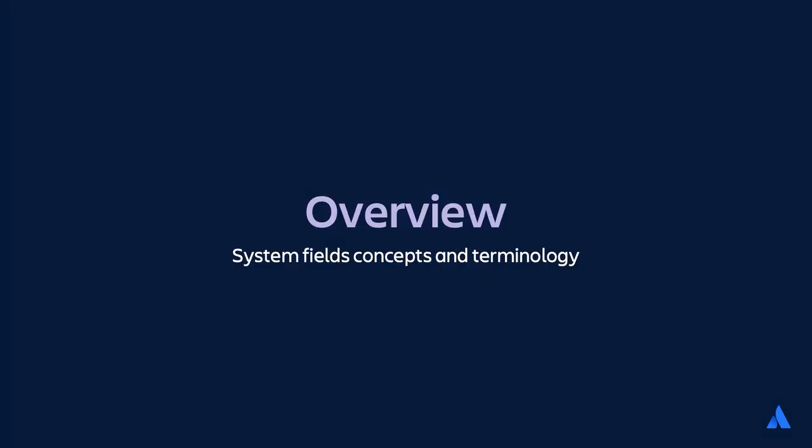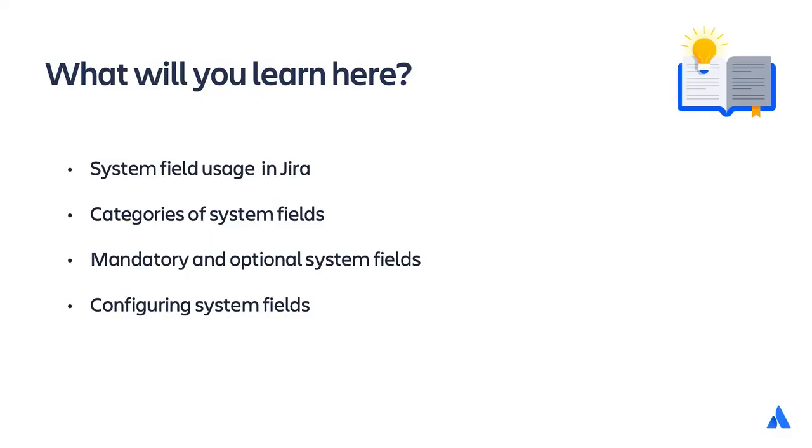In this module, we'll look at system field terminology and concepts at a high level. And here is what you'll learn in this module. We'll look at what system fields are available in Jira and why they play a key role in any issue configuration. We'll look at the different categories or types of system fields and how they are grouped. We'll briefly cover mandatory and optional system fields. And then we'll cover configuring system fields at a high level.